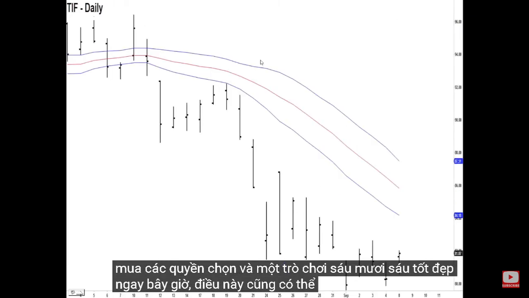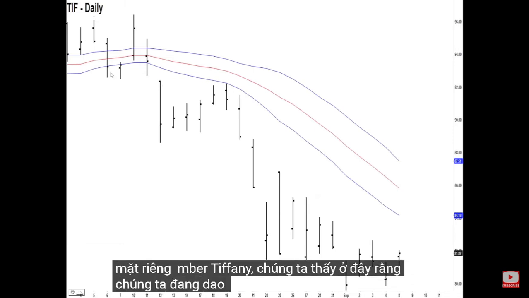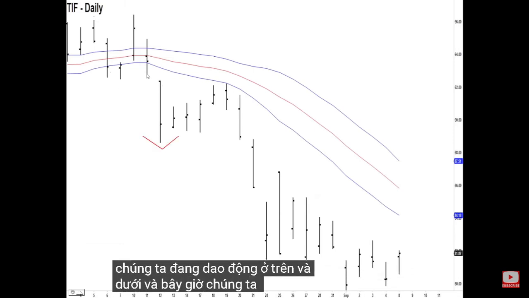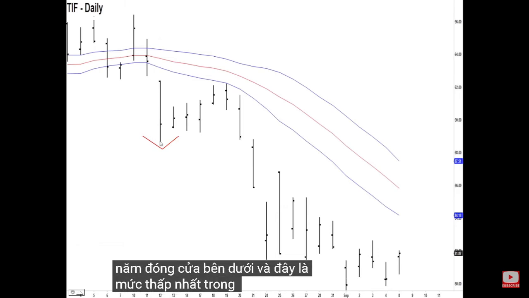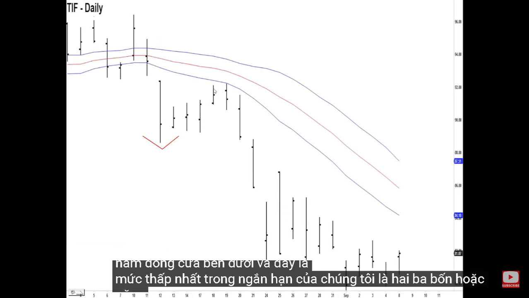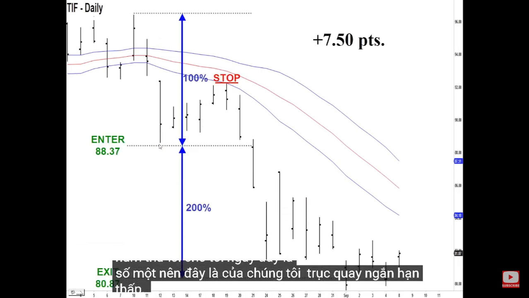All right, now this can also work to the downside. Here is coming into September. Tiffany, we see here that we're kind of oscillating above and below. And now we had 1, 2, 3, 4, 5 closes below. And here's our short-term pivot low. 2, 3, 4, 5, excuse me, right there. Here's number 1 count. So here's our short-term pivot low.